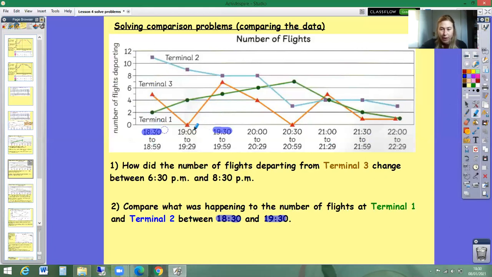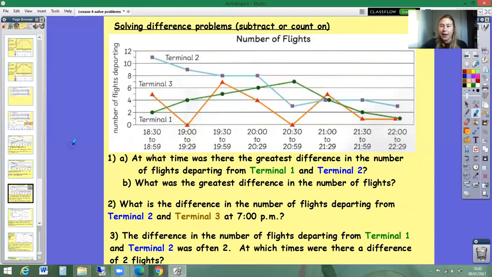So I'll look at Terminal 1 flights first. I'll highlight that in green because it is green with the circles. So Terminal 1 flights were increasing between that time, and Terminal 2 flights were decreasing. Okay, super. Now, looking at the next set of questions, you can also solve difference problems between two different sets of data that are being shown on the line graph. So pause the video and have a look at the questions below.